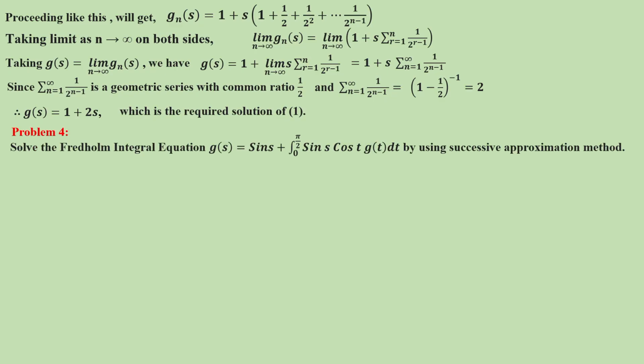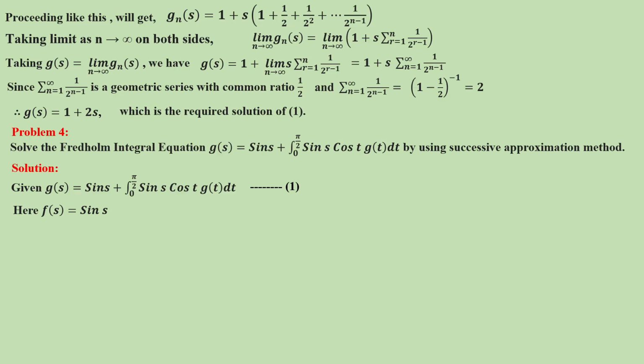Next problem, solve the Fredholm integral equation g of s is equal to sin s plus integral 0 to pi by 2 sin s cos t g of t dt by using successive approximation method. So given equation g of s is equal to sin s plus integral 0 to pi by 2 sin s cos t g of t dt. That is equation number 1.